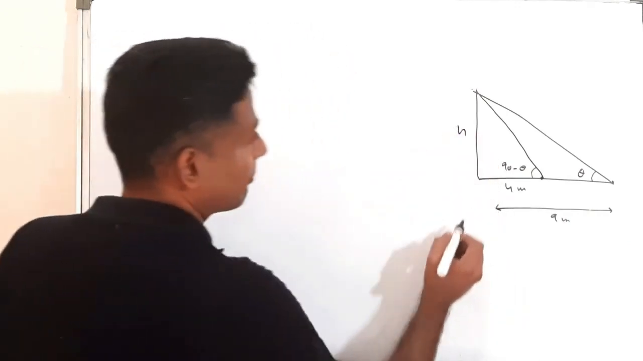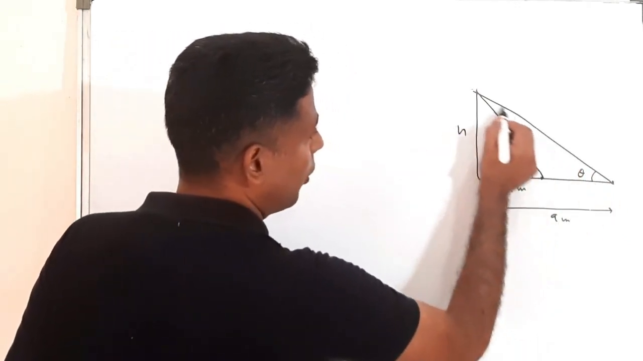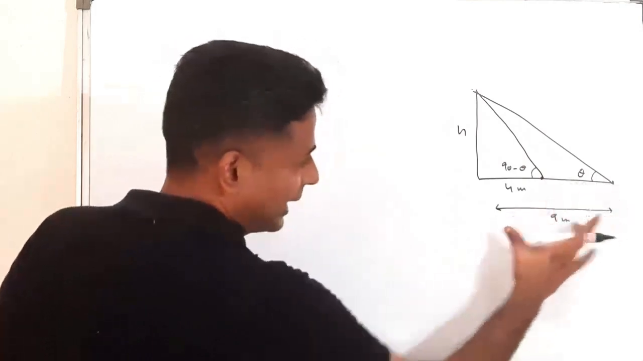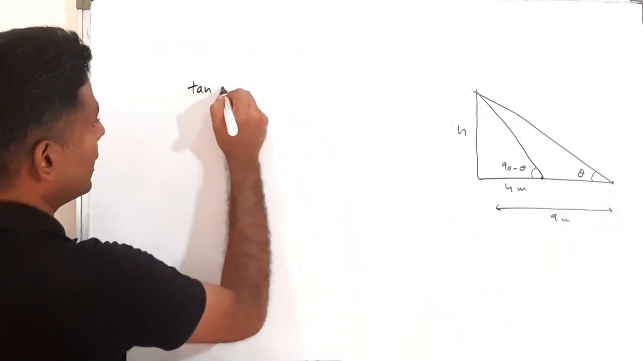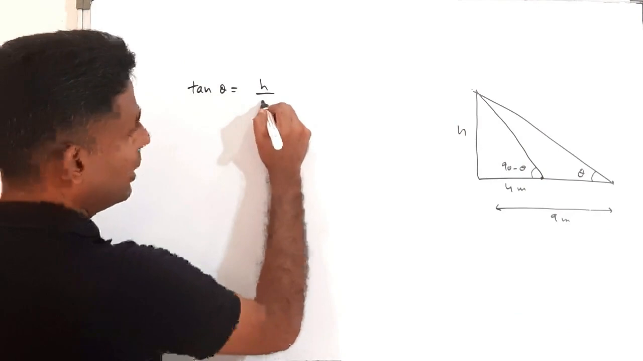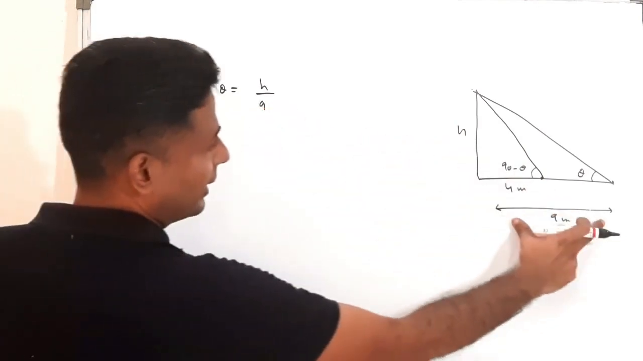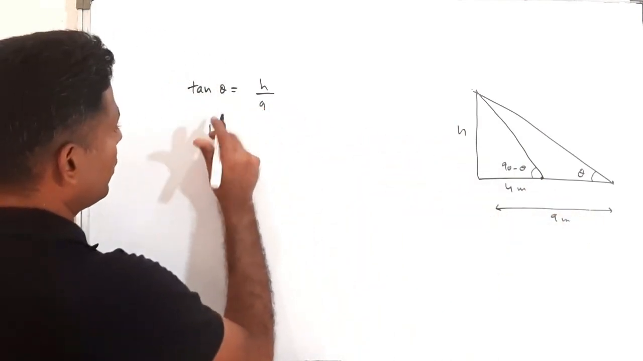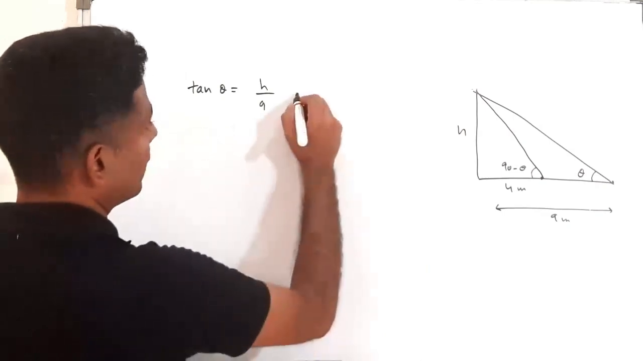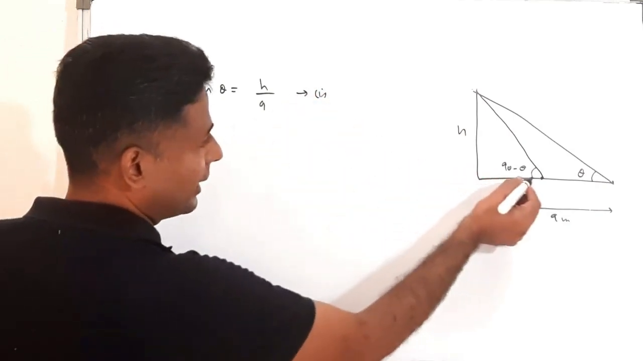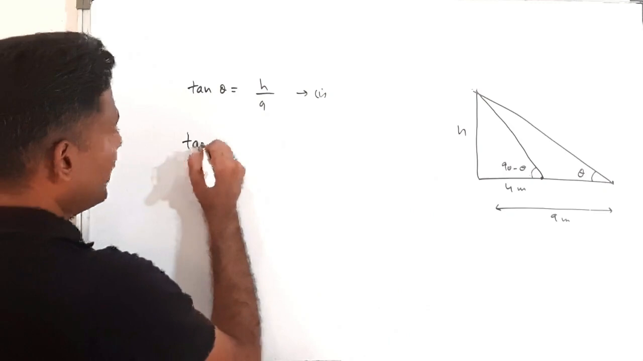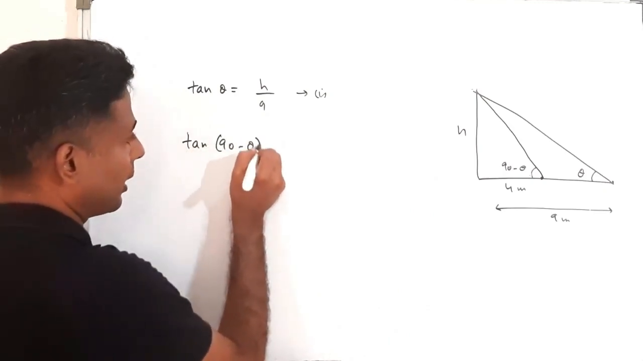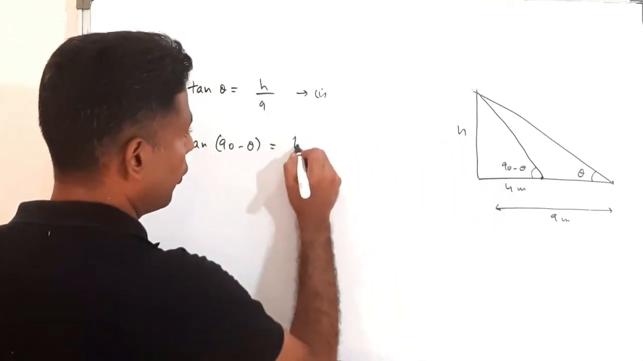So h. Now first we'll take the whole triangle because we have the whole side. So tan theta will be equal to opposite by adjacent, that is h by 9. We got this. Now in the second triangle, tan of 90 minus theta equal to h by 4.